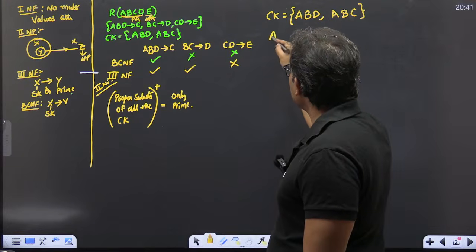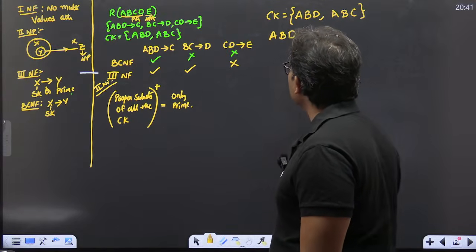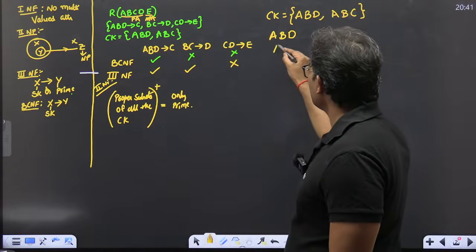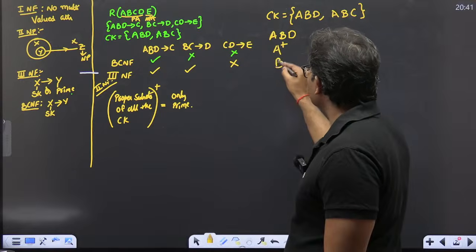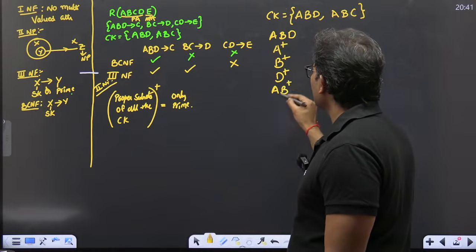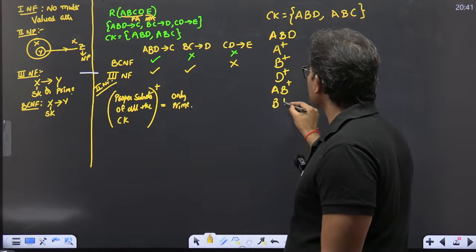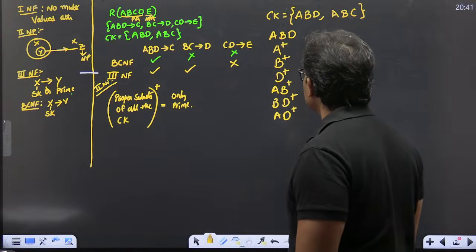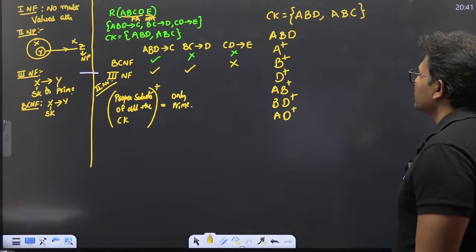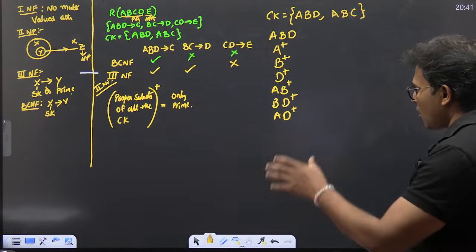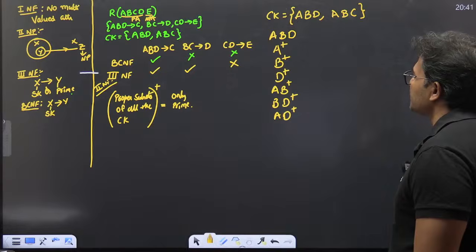Now I'll take A, B, D. You have to find out all the proper subsets of it. So you have to find A plus, B plus, D plus, single valued, and then all the double valued: A, B plus, then B, D plus, and then A, D plus. 3C2 is 3C1, which means 3. Out of 3, you are choosing 2. You have to find all these closures.